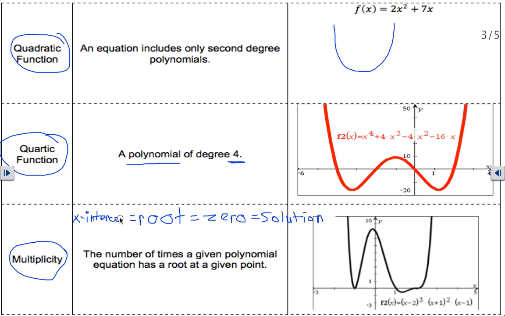I don't believe I've defined the word root, mainly because the definition would really just be a whole bunch of synonyms. That's the word I was thinking of. Sometimes you'll see the word root, and just tell yourself, okay, root is the same thing as an x-intercept, and it's the same thing as a zero or a solution, okay?